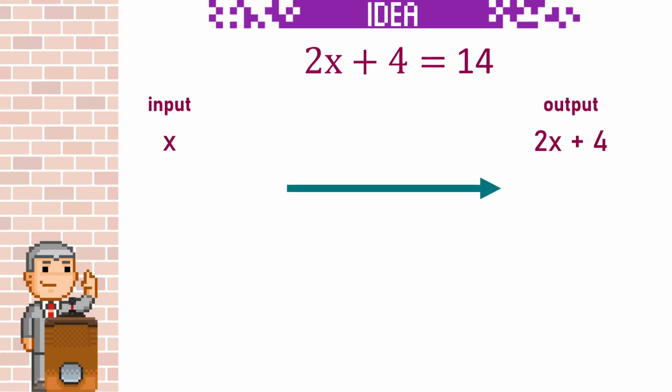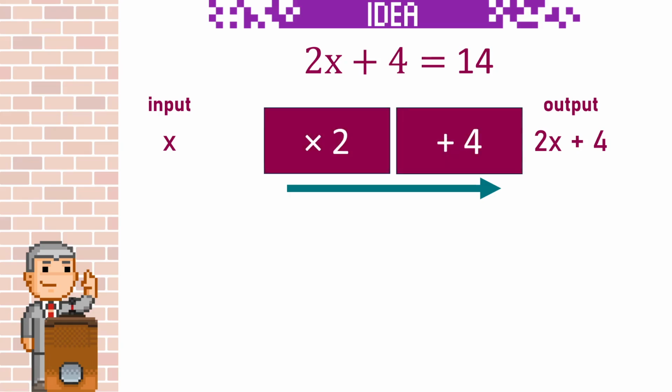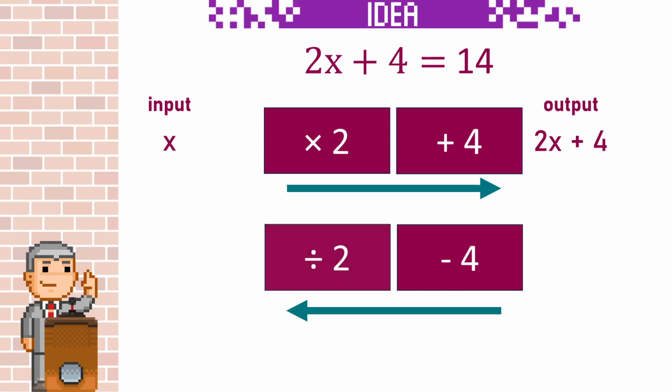To get from x to 2x plus 4, we need to multiply the x by 2 and then add 4. The inverse of plus 4 would be subtract 4. The inverse of times 2 would be divided by 2. And we know the output is 14 because our answer is 14.